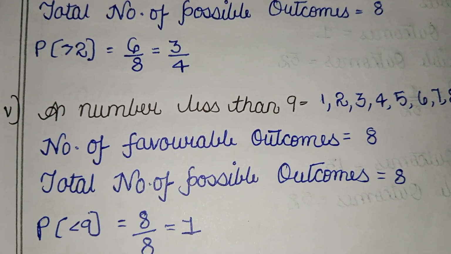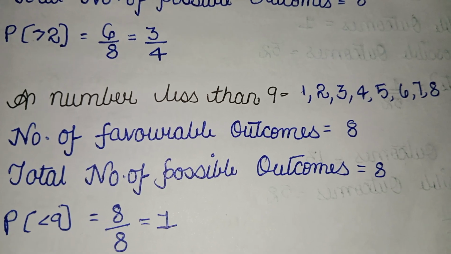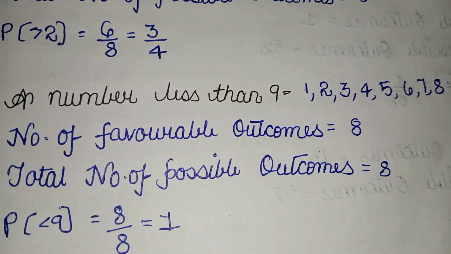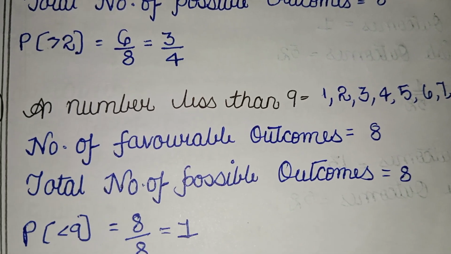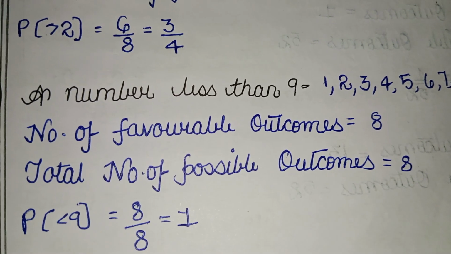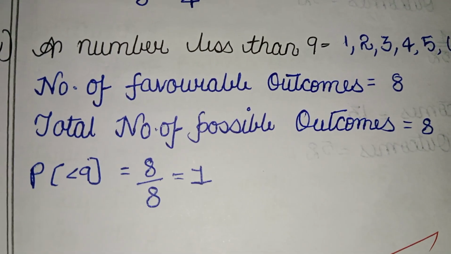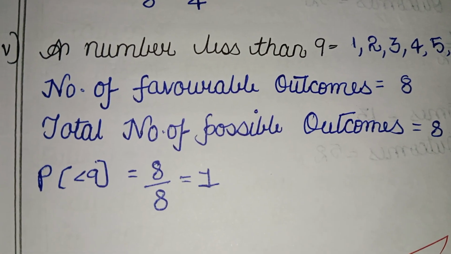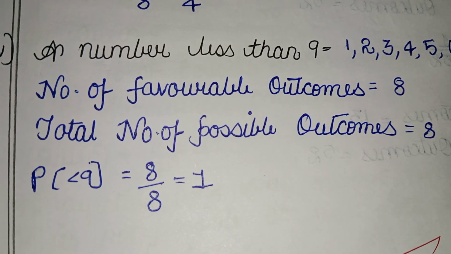Next question. A number less than 9. So less than 9, how many numbers are there? All we will get, 1 to 8. Favorable outcomes 8. Total possible outcomes also 8. P of less than 9 is equal to 8 by 8. That is equal to 1.